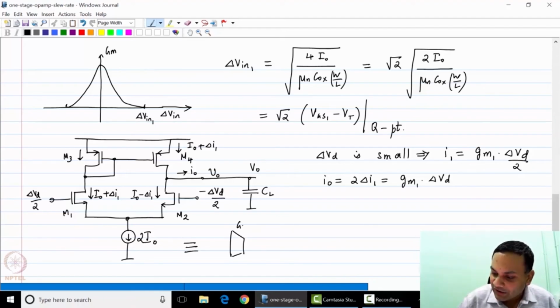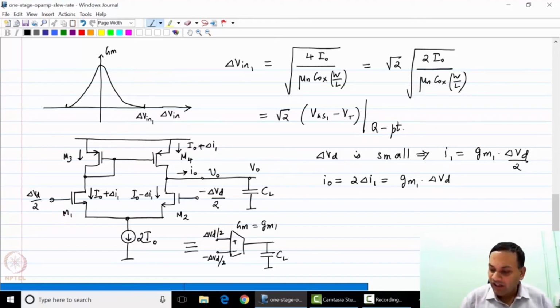It would look like a transconductor whose value is small GM1. So this is delta VD by 2, minus delta VD by 2. This is what the model of the op-amp would look like.